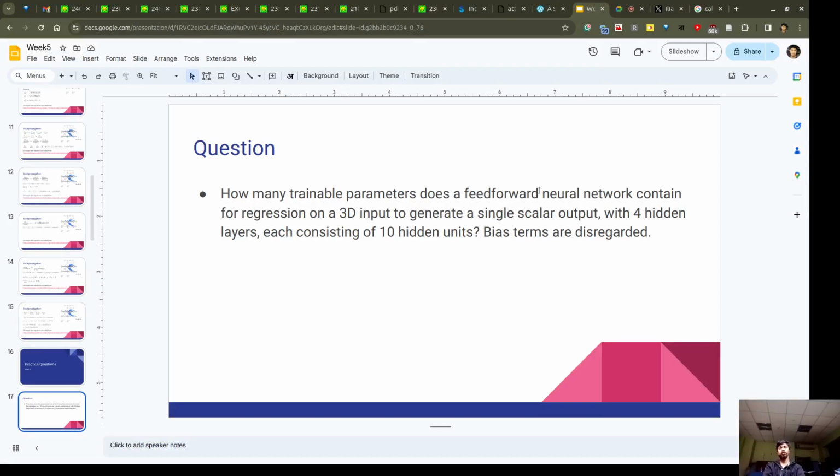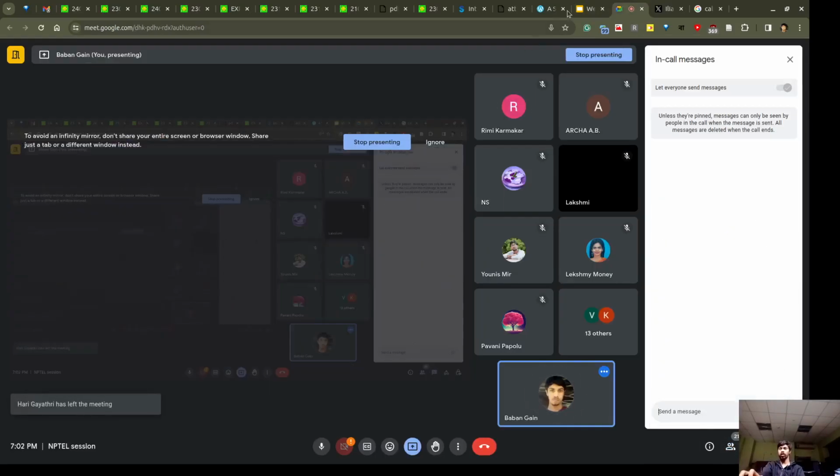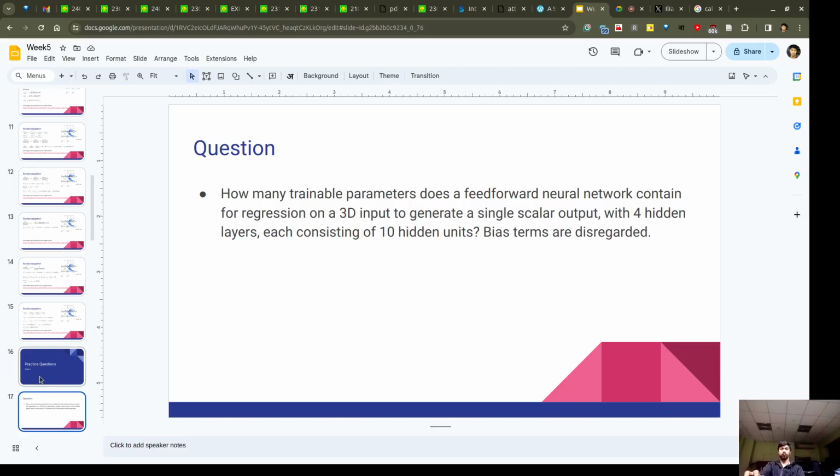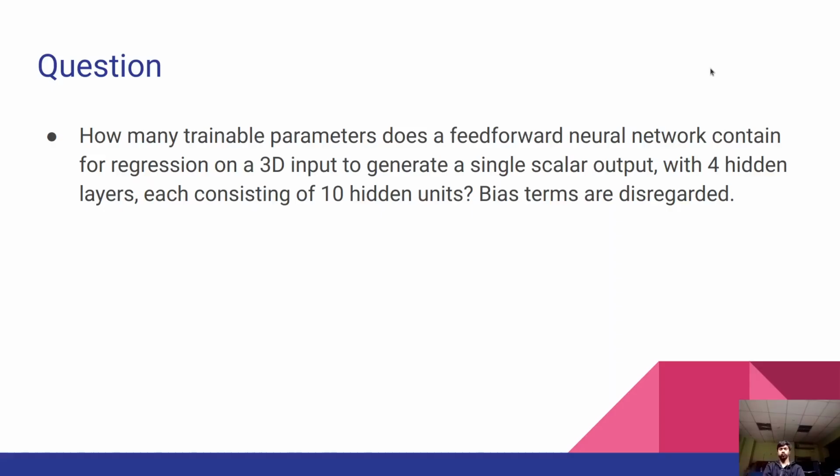So, if you have solved the question, please send it to the chat box. I will look at it. Can you do this if there is only one hidden layer? How many of them will be there?